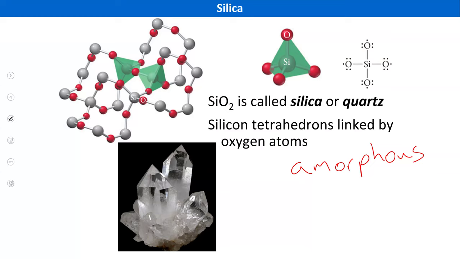And same with gemstones too. I think ruby and sapphire are both aluminum oxide crystals. The difference is the imperfections. One type of imperfection gives it a blue color, and another type of imperfection gives it a red color. Really the only difference between a ruby and a sapphire.